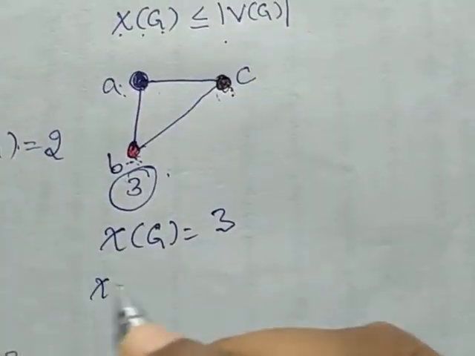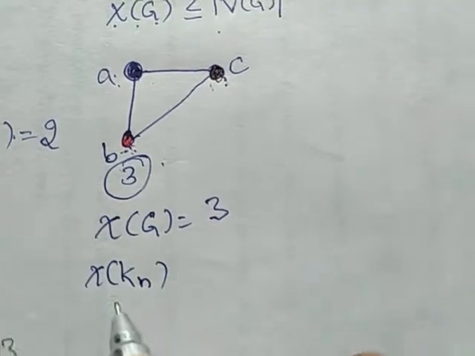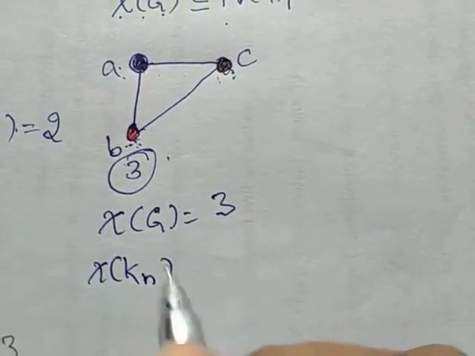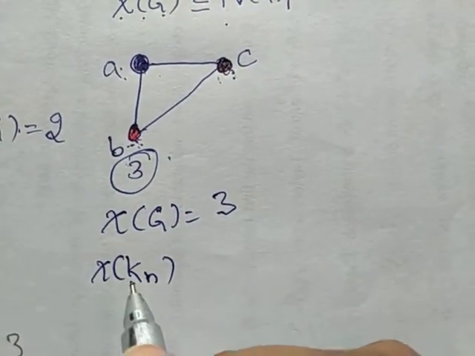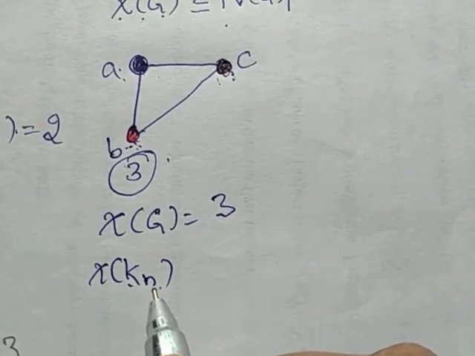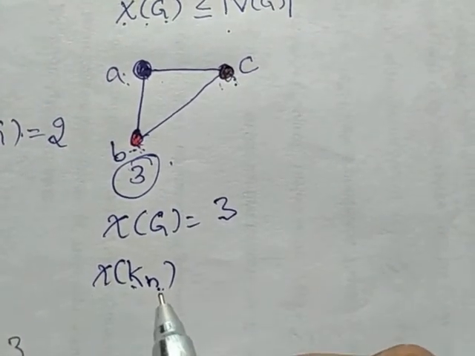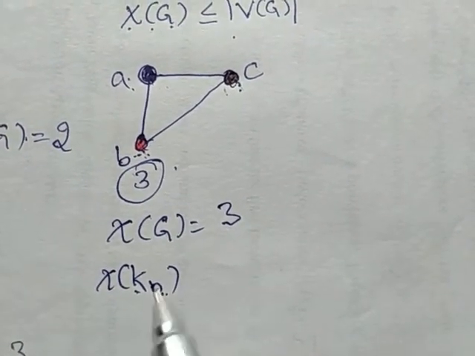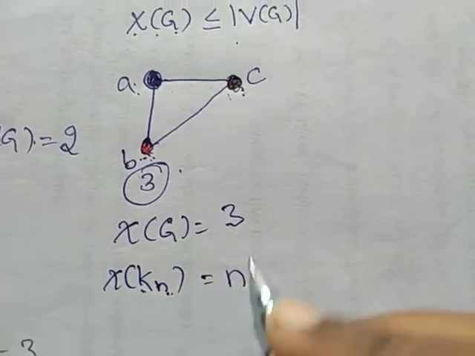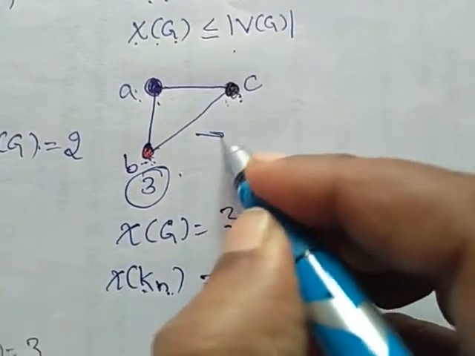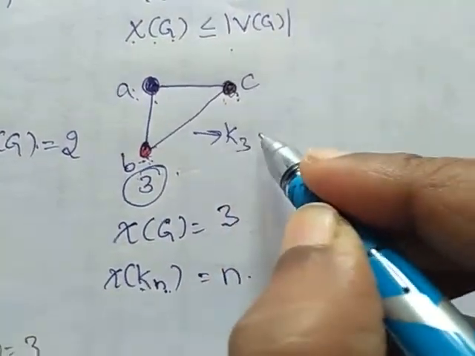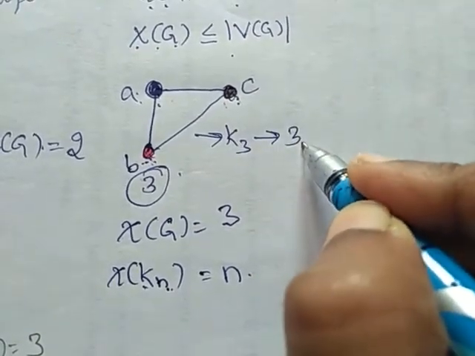So, a complete graph is denoted by Kn with n number of vertices. The chromatic number of a complete graph is n itself. This is K3. Therefore, the chromatic number is also 3.